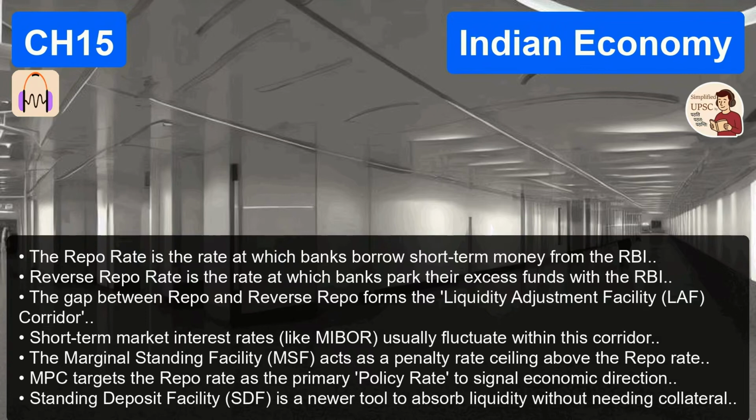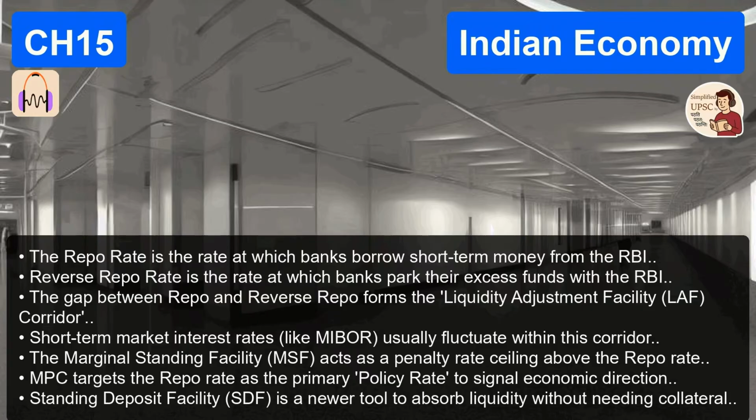That's clever. Yeah. Now let's talk about the tool they use most actively to tweak daily liquidity, OMO, or open market operations. This is straightforward buying and selling of government securities in the secondary market by the RBI. How does it impact liquidity? If the RBI wants to inject liquidity, add water to the pipes, it buys securities from banks. The RBI takes the paper bond and hands the bank cold, hard cash. Bank has more cash, lends more, interest rates drop.